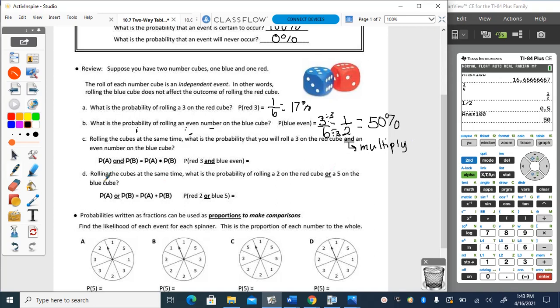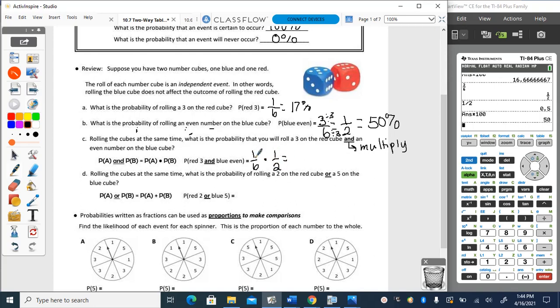So what we'll do here is first find the probability of the first one. What's the probability that we roll a 3 on the red dice? Well, luckily we already found it, so let's use that fraction, 1 over 6. And then we want the probability of a blue even. Well, we've already found that, so let's use the simplified fraction, 1/2. So 1/6 times 1/2.